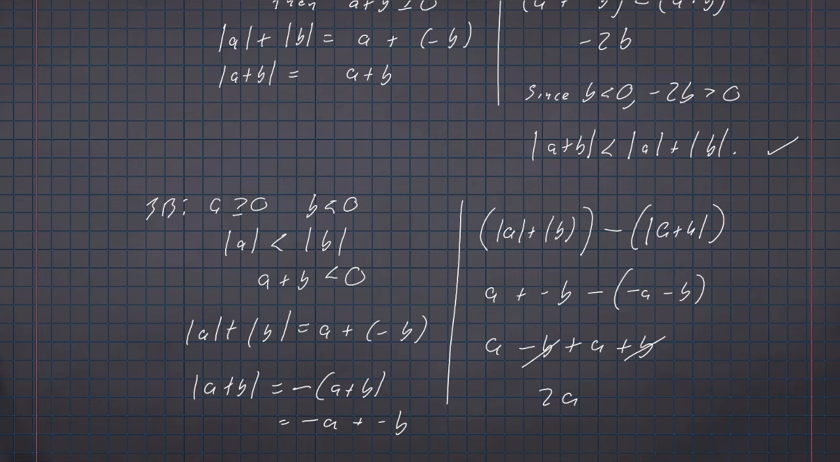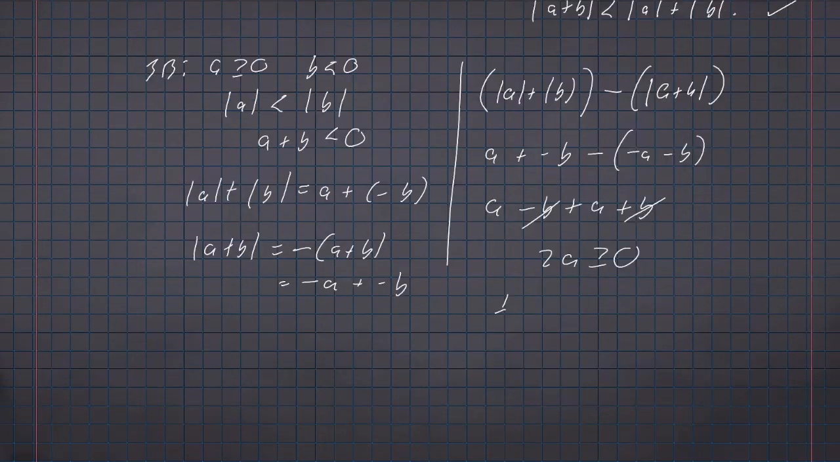Since a is positive, that means that 2a is greater than or equal to 0. If a is 0, we get the equals case. If a is non-zero, we get the less than case. But regardless, we end up with the absolute value of a plus b is less than or equals absolute value of a plus absolute value of b.